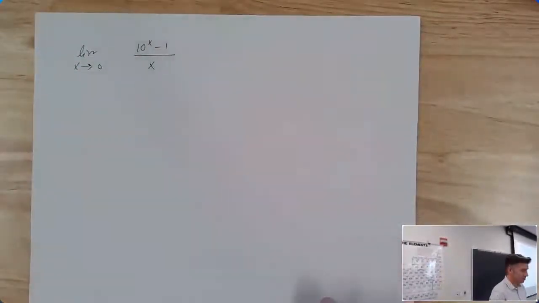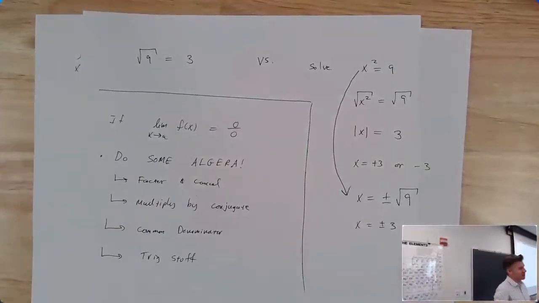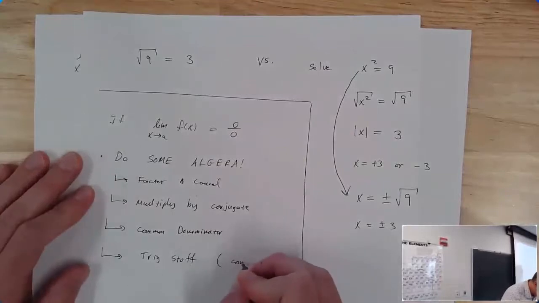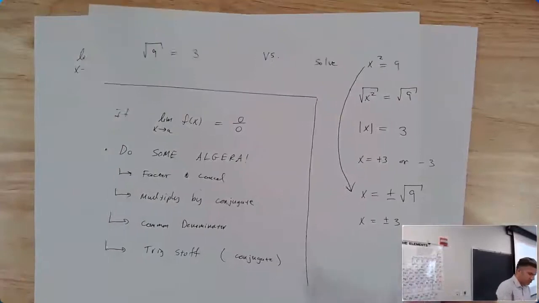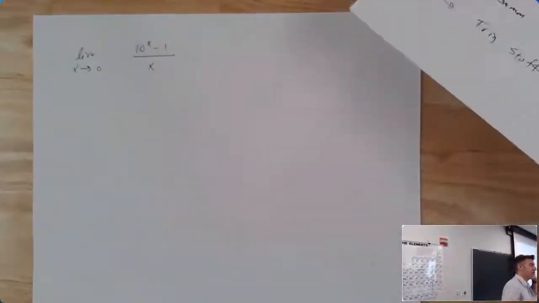What was the last one on that list? Trig stuff, okay, cool. Which is not very specific, I know. Usually trig stuff meaning like multiply by a conjugate with a trig conjugate. And that will lead us to things that we did earlier.